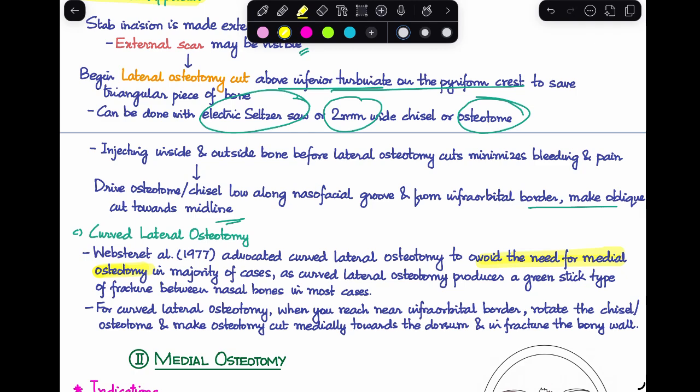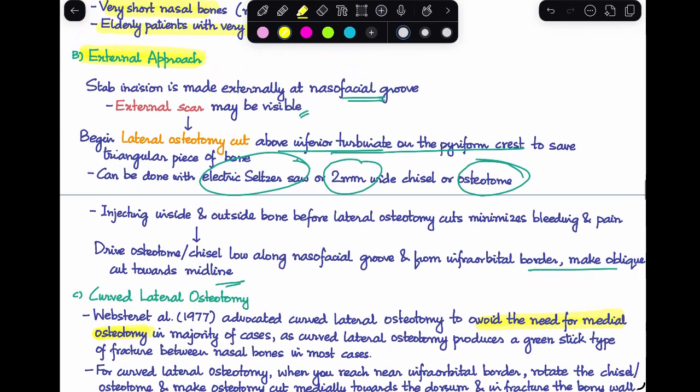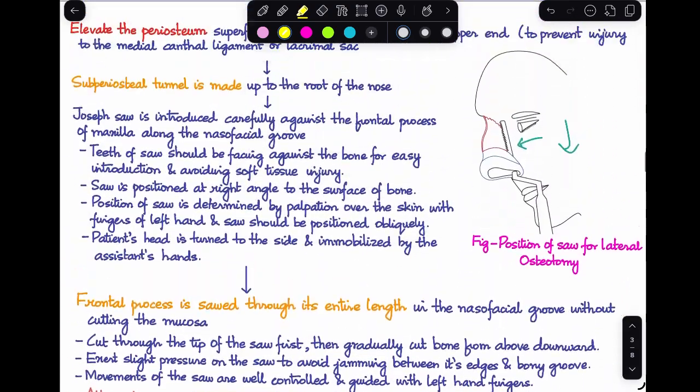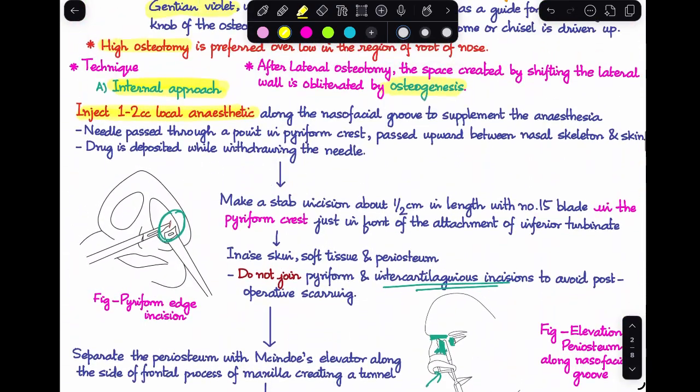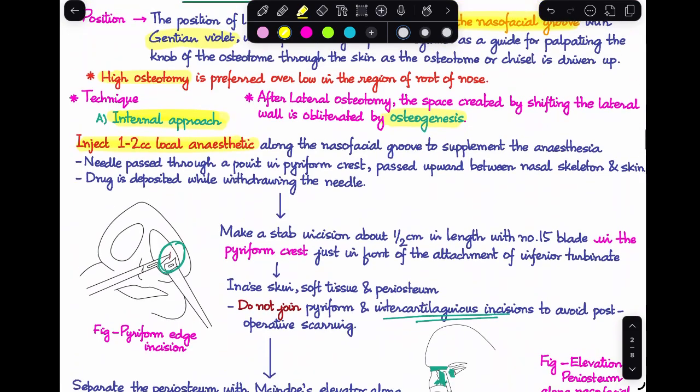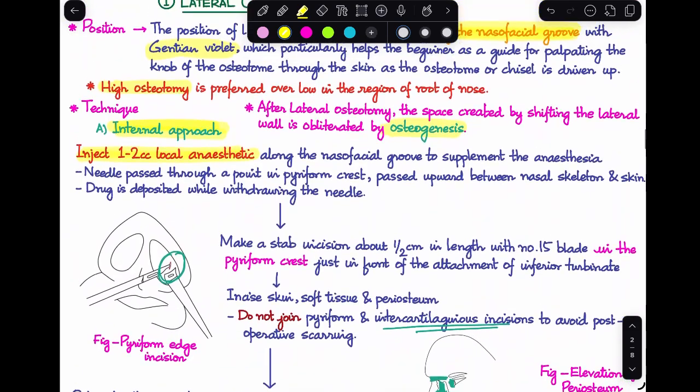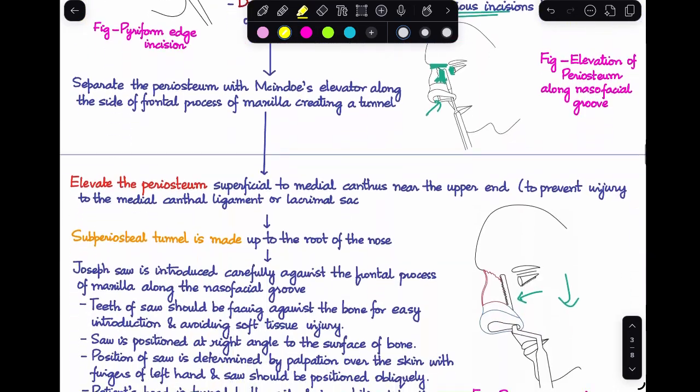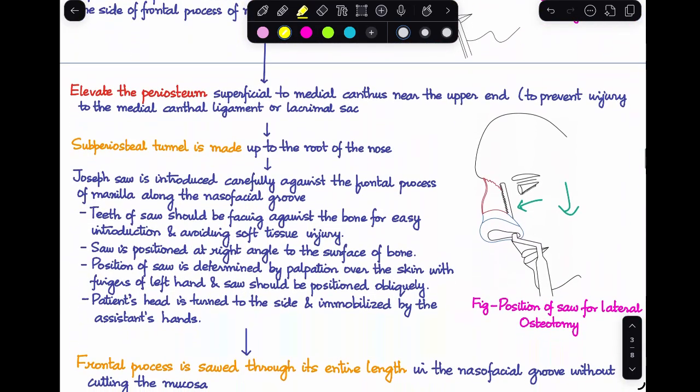And in case of curved lateral osteotomy, when you reach near the infraorbital border, you will have to rotate the chisel or the osteotome and make the osteotome cut medially towards the dorsum and infracture the bony wall. So this is about the different approaches of lateral osteotomy. The most common one that we use is the internal approach, and this is done to narrow the nasal bony vault.